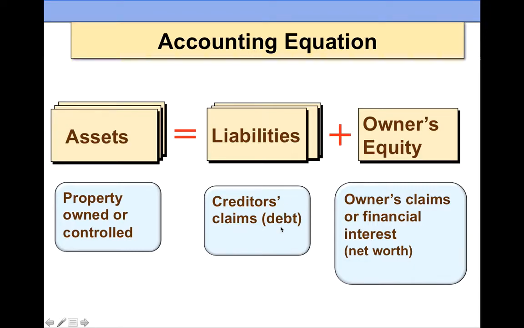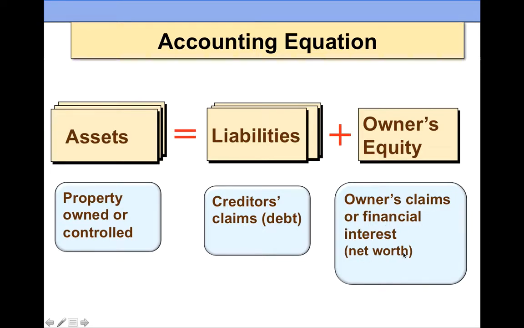Usually in everyday language we use the term debt. We can use them interchangeably. And the claim of the owner: how much is your equity in your car? How much is your equity in your house? How much have you paid off? That's owner's equity. Notice here we have one apostrophe because we are looking at one owner's business, a sole proprietorship. So it's the owner's claims of financial interest in the business.